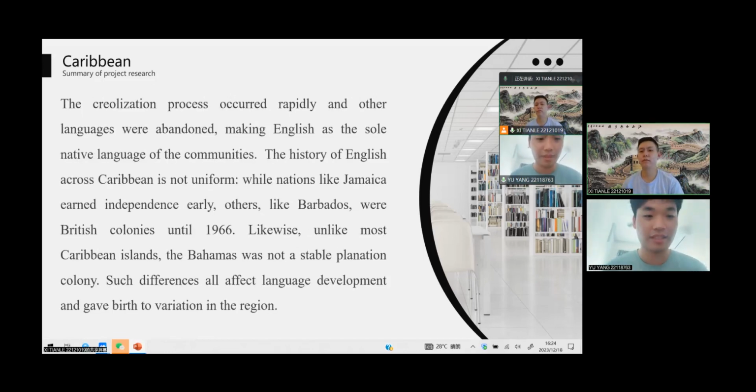About the Caribbean, the colonization process occurred rapidly, and other languages were abandoned, making English the sole native language of this community. But its history is not uniform. Jamaica earned independence early, but the Bahamas were British colonies until 1966. Unlike most of the Caribbean islands, the Bahamas was not a stable plantation colony. All these differences affect language development.